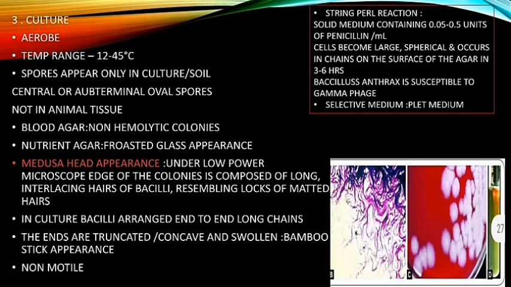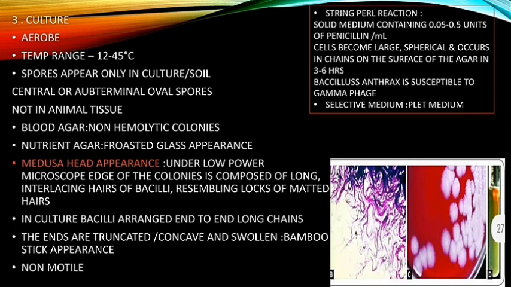Then culture. We know the anthrax bacillus is an aerobe, and it can survive a temperature range between 12 and 45 degrees Celsius. The spores appear only in culture or the soil. The spores are central or subterminal oval spores, and the spores are not found in animal tissues.